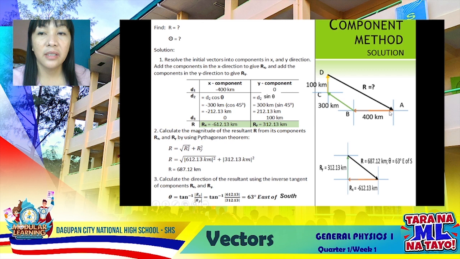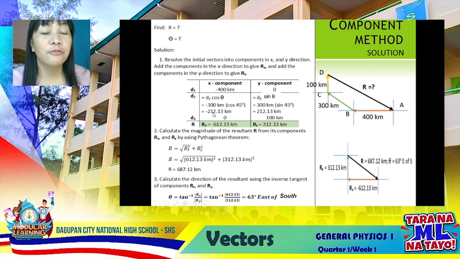So we will use the trigonometric functions cosine and sine for this. For the x component, we will use cosine theta, so D sub 2 cosine theta. Again, we will use the sign of the vector. The vector is again in the second quadrant, so the x here is negative. That's why it's negative 300 kilometers times cosine 45 degrees. The result is negative 212.13 kilometers.